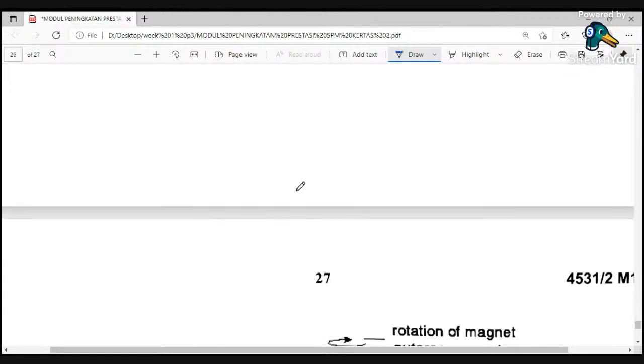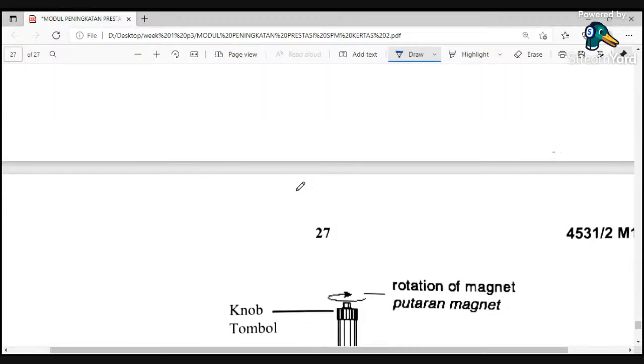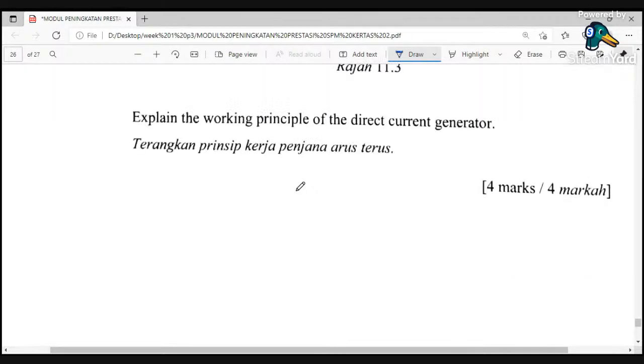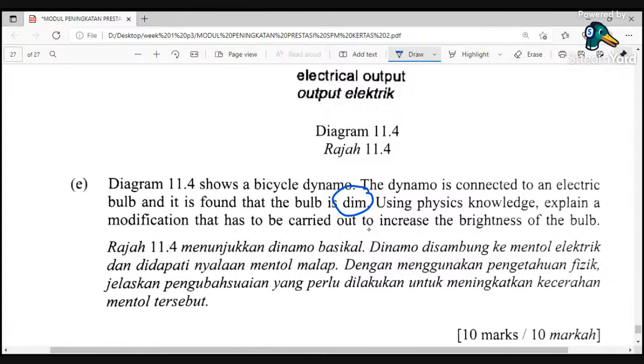Okay, diagram shows a dynamo, bicycle dynamo. Dynamo connected to an electric bulb, and it is found that bulb is dim. Dim tu malap kan, tak terang, tak cerah. Using physics knowledge, explain modification to increase brightness. Itu purpose dia.